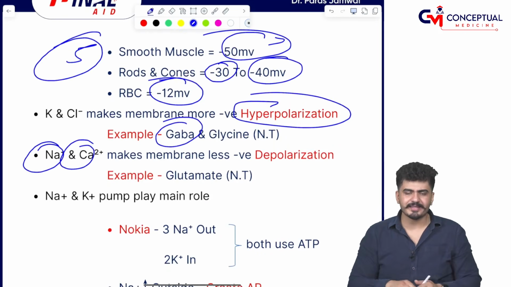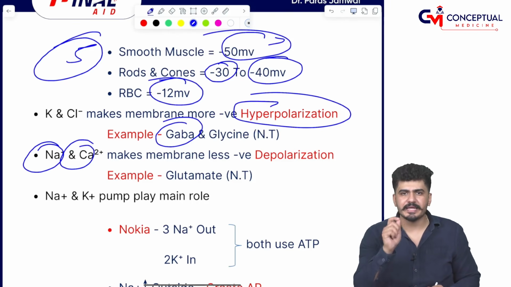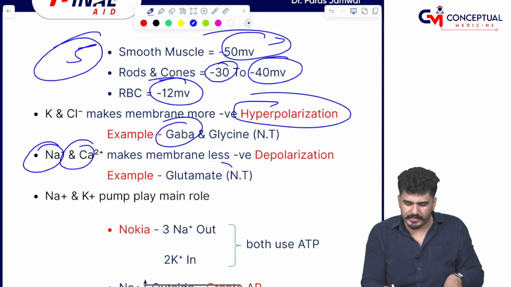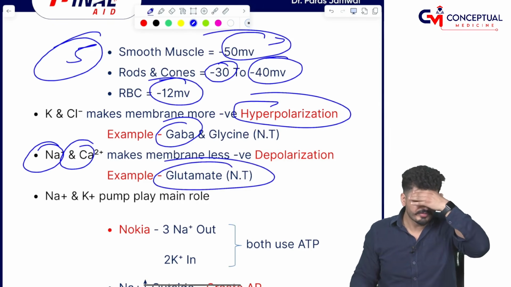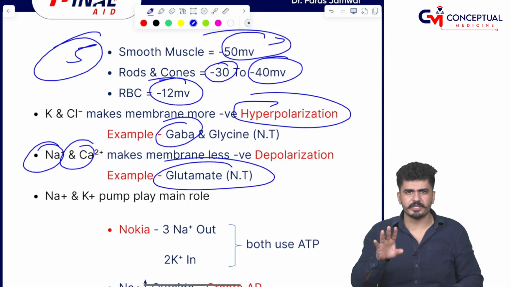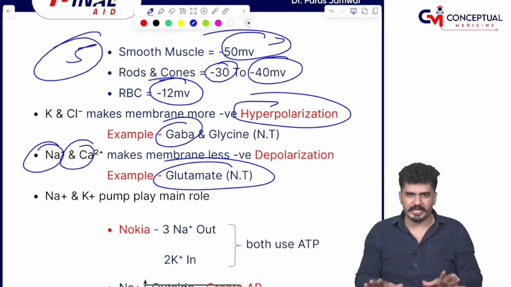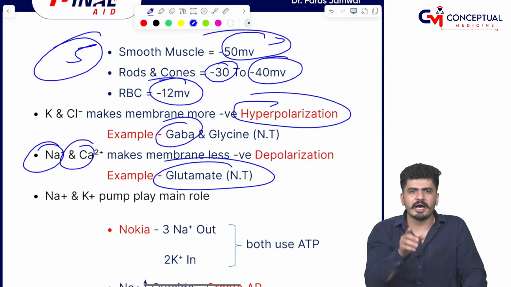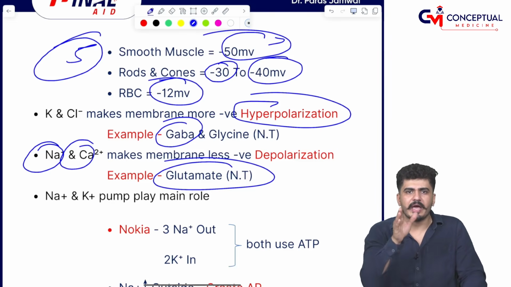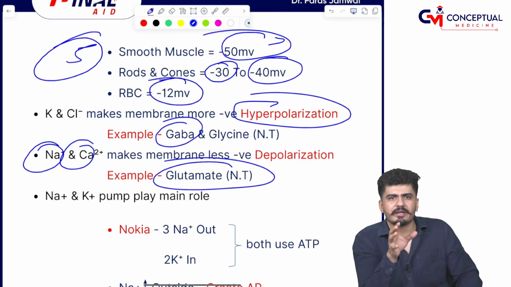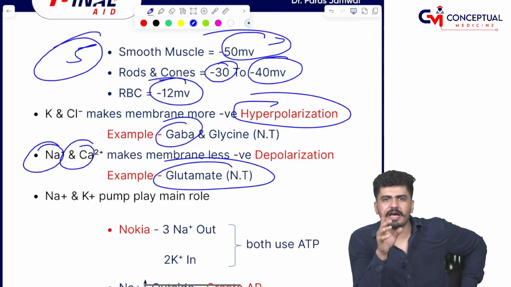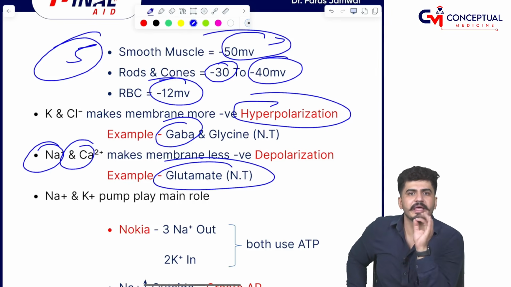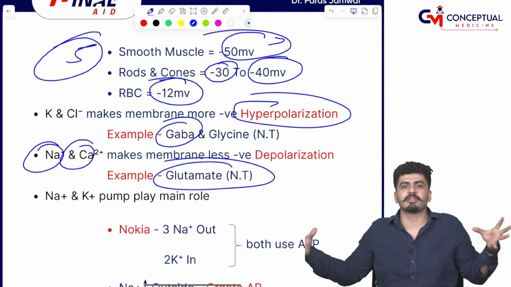Example, GABA. GABA is an inhibitory neurotransmitter. Glycine is also an inhibitory neurotransmitter. Then who is your excitatory neurotransmitter? That is your glutamate. Your remembering of this thing, my dear friend, may God bless you. If you are having potassium and chloride, remember they are for the hyperpolarization, that is GABA and glycine, inhibitory neurotransmitters. Now sodium and calcium make the membrane less negative. That means they are for the depolarization. This is glutamate.